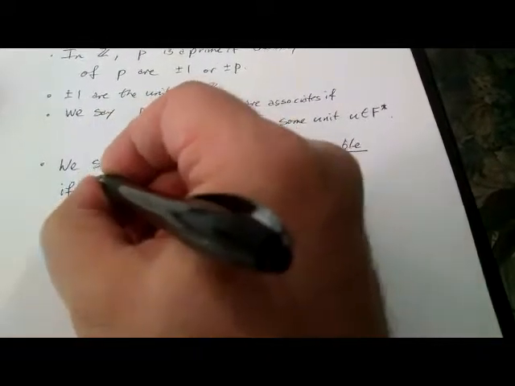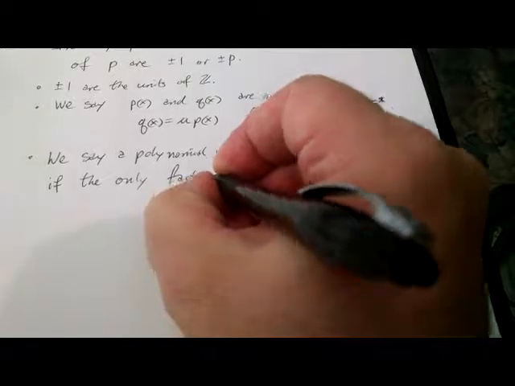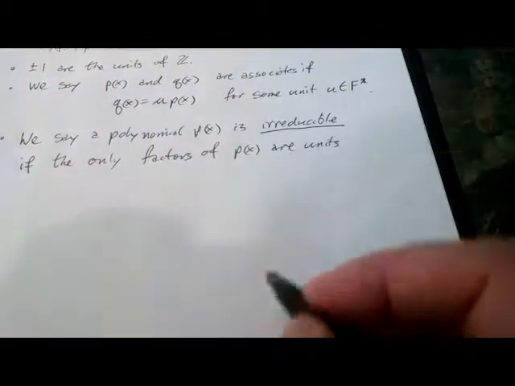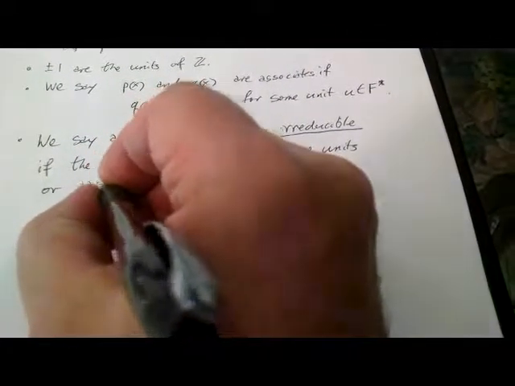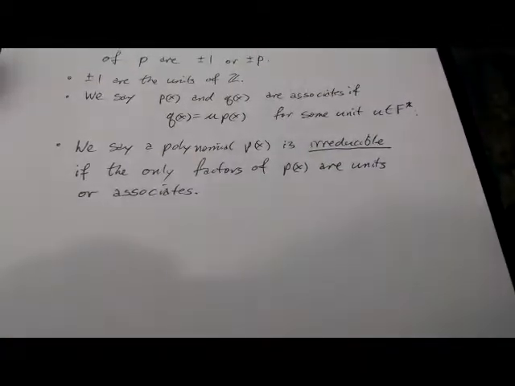Now, in analogy to this definition of prime, we say a polynomial p of x is irreducible if the only factors of p of x are units, so that's the analog of plus and minus 1, or associates, the analog of plus and minus p.